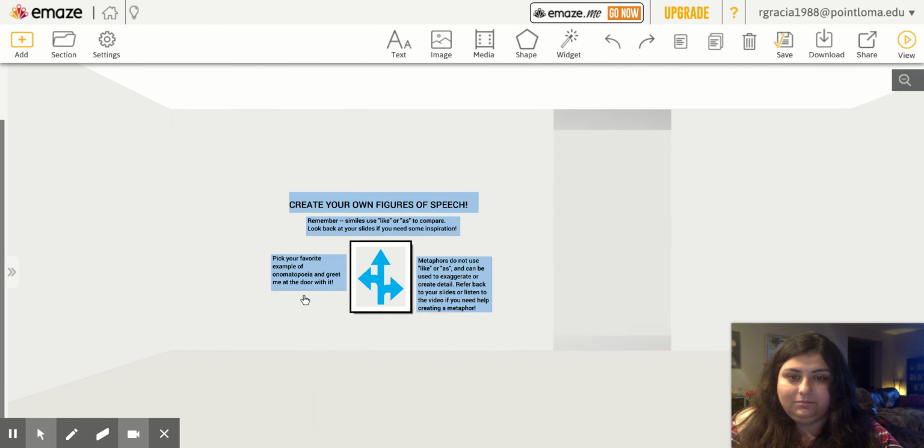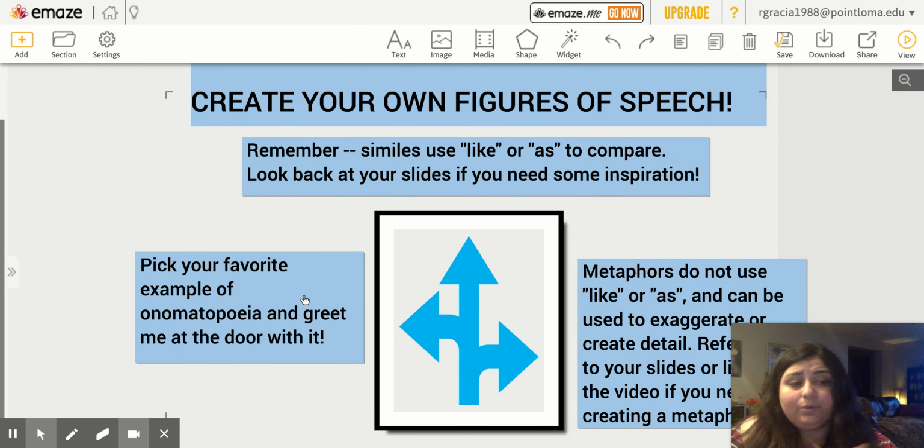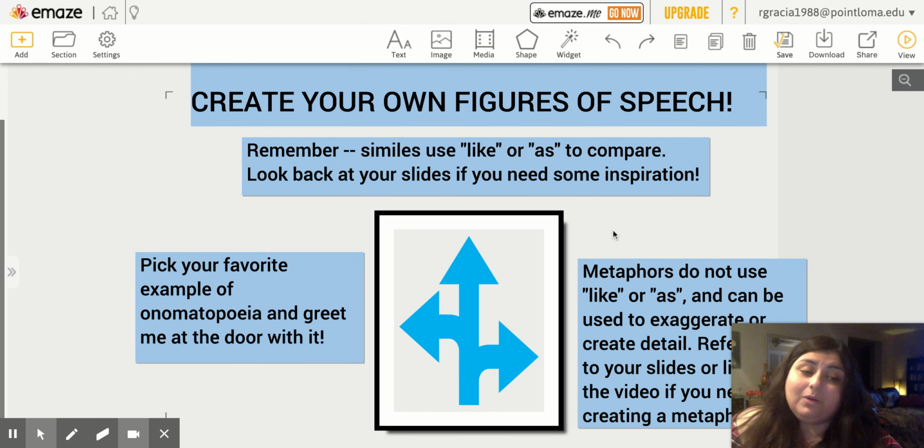So now we're going to create our own figures of speech. You can feel free to go through as many times as you like, looking at the different examples that I've given you for simile, onomatopoeia, and metaphor. But you are in charge of coming tomorrow prepared with one example of each. You cannot use the examples I have provided. You can look at the slides as many times as you like, but you have to come with your own examples of metaphor, simile, and onomatopoeia.